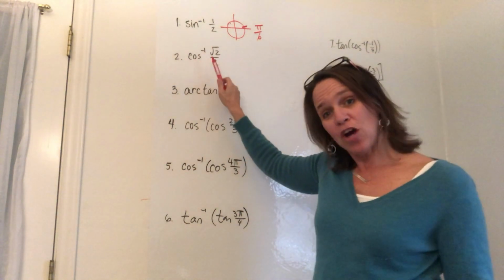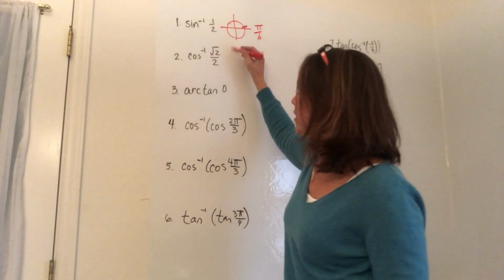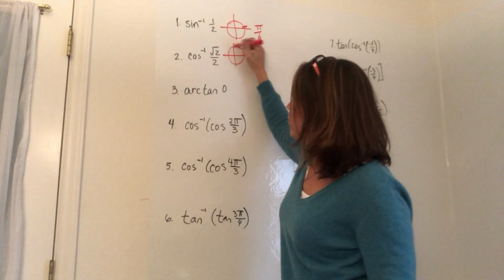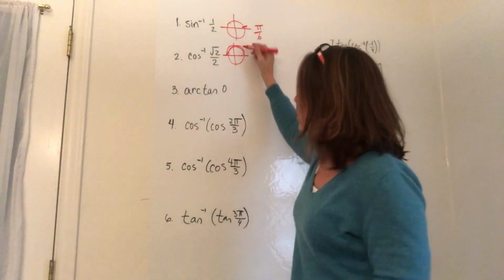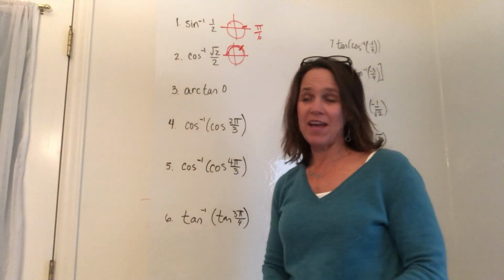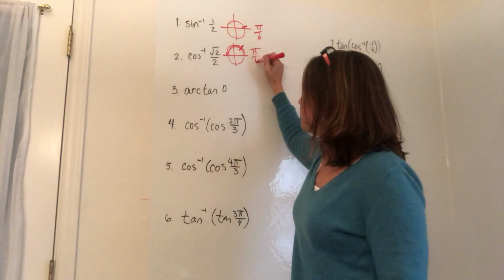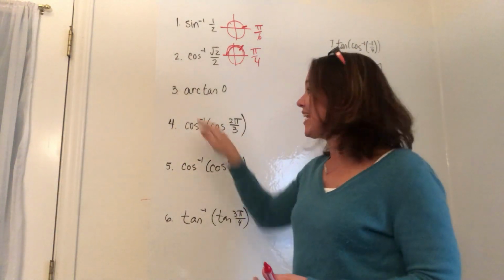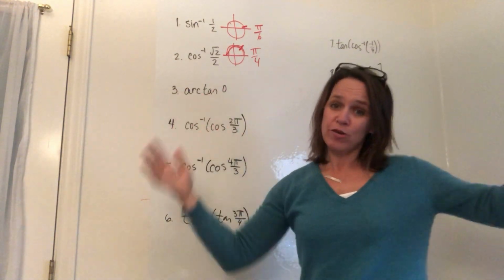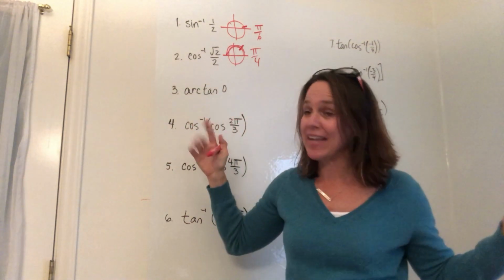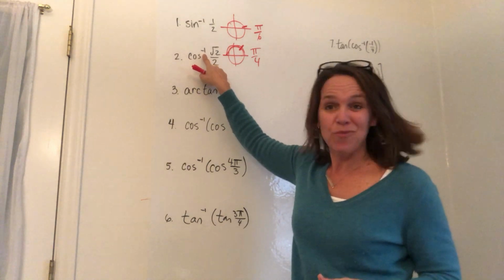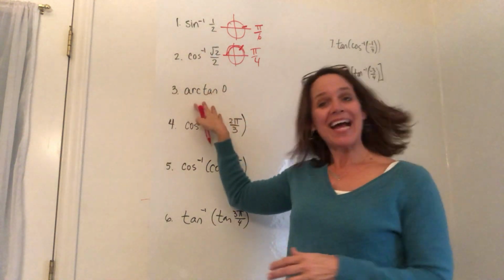If you have the angle whose cosine is square root of 2 over 2, again, you know you have to be up here somewhere because we're looking at cosine. And the cosine is square root of 2 over 2 at pi over 4. If it says arctangent or arccosine or arcsine, it's the same thing. It's just a different way to write it. It just doesn't have that little -1 up there, but it's exactly the same thing.